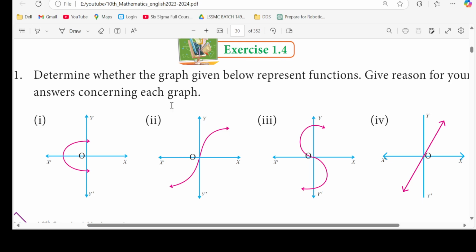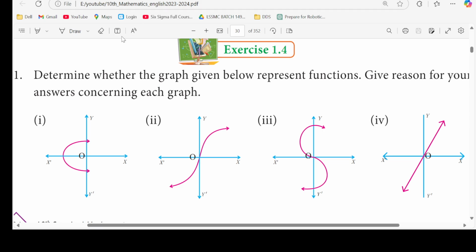In this video, we will be solving the first problem in exercise number 1.4. If you check out my playlist, you'll be able to find all the previous examples and exercise problems. The video link is in the description box below. To check it out, it would be helpful for you.